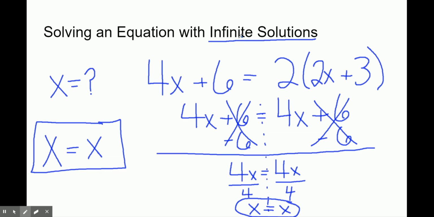So if any time in the solving process both sides of our equal sign are exactly the same, so we had 4x plus 6 equals 4x plus 6, we know it's an infinite solution. 4x equals 4x, we know it's an infinite solution. And at the end here, x equals x, we know that this has to be an infinite solution problem.